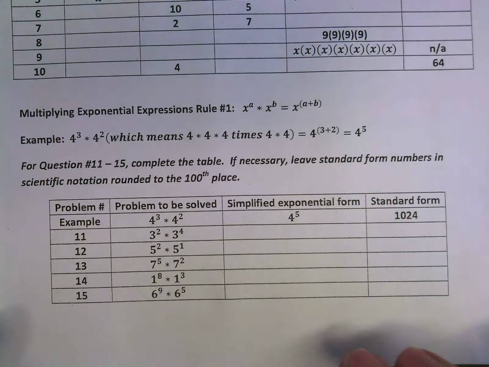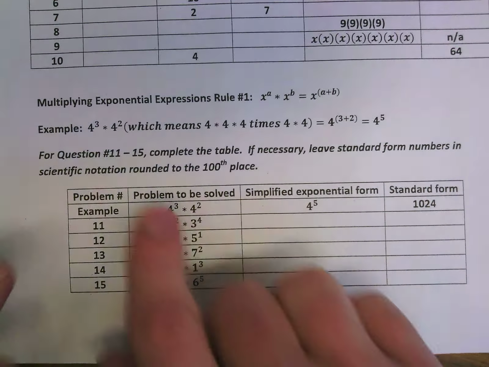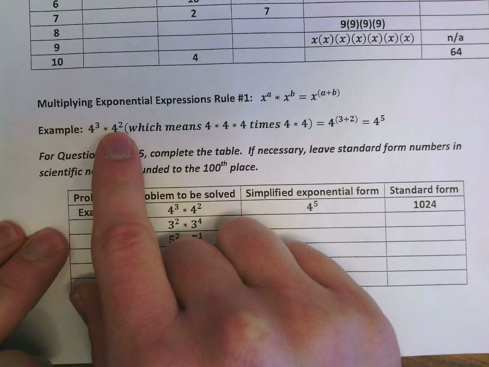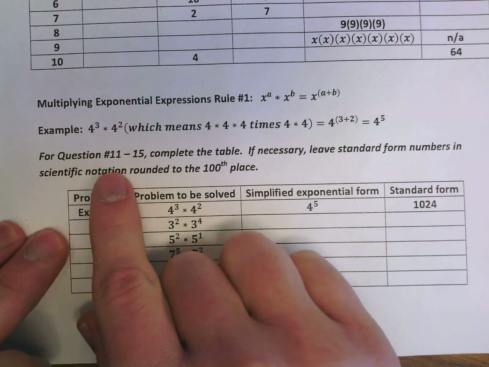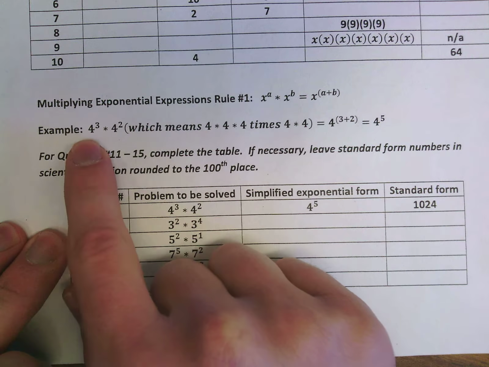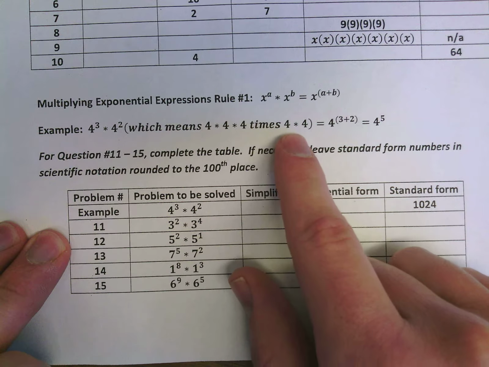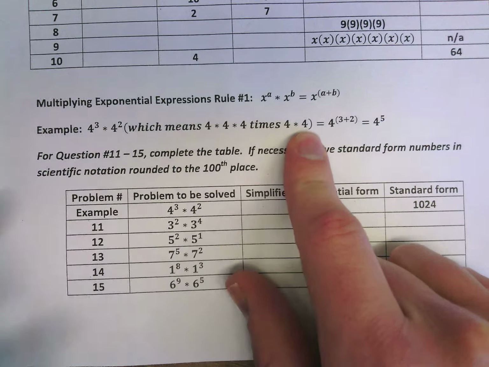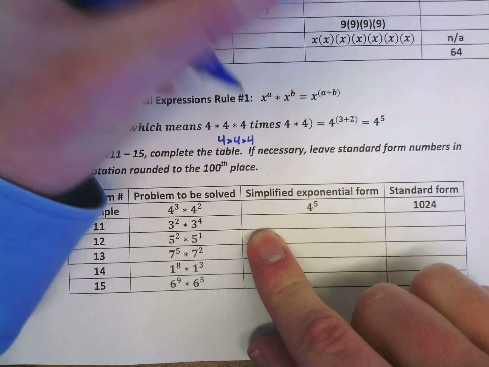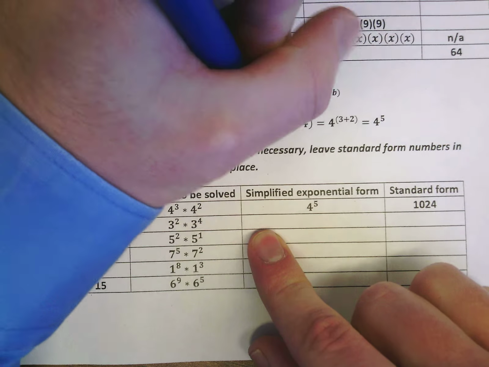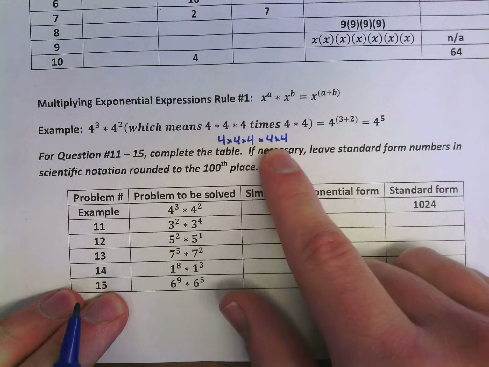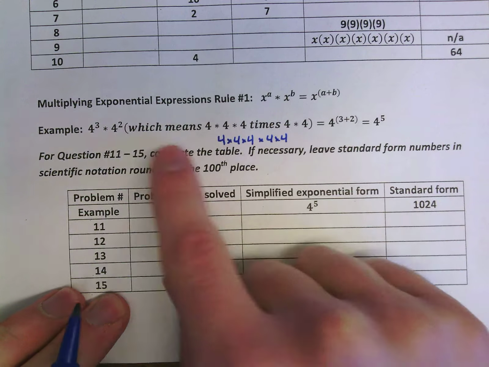Let's take a look at an actual example. The actual example we have right here is 4 to the third power times 4 to the second power. As you can imagine, if you wanted to write that out, you would have 4 times 4 times 4 for 4 to the third, and you're multiplying that by 4 times 4. So really what you have right here is 4 times 4 times 4 multiplied with 4 times 4. As you can see, you have 5 4s right there. So this is just proof that this will hold true.